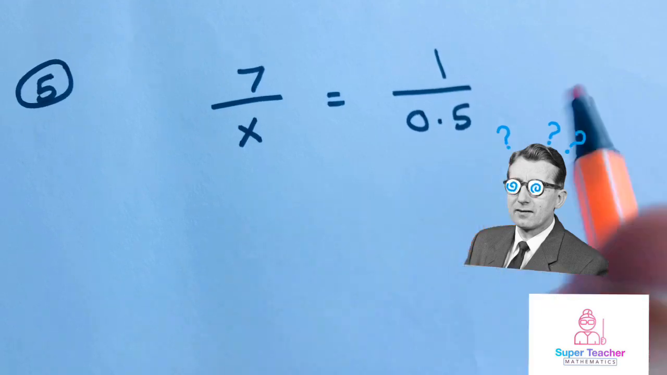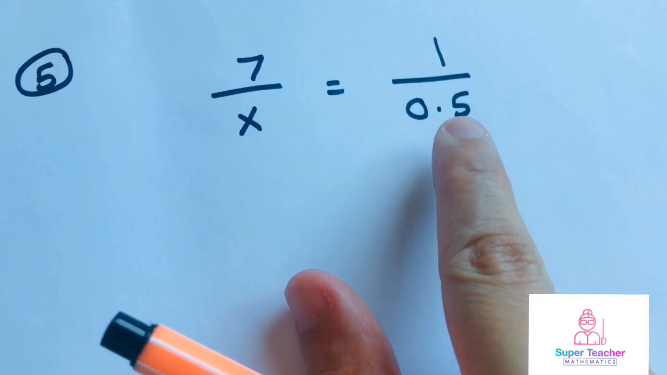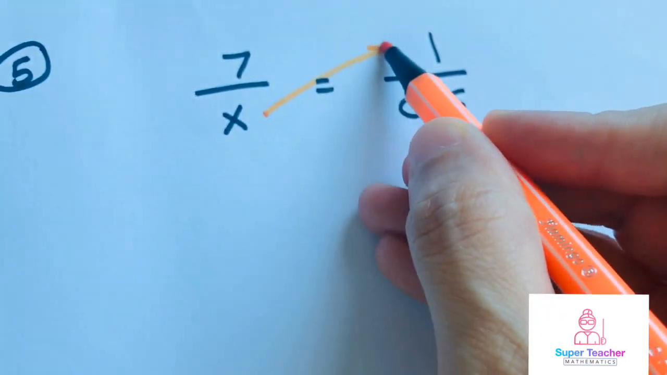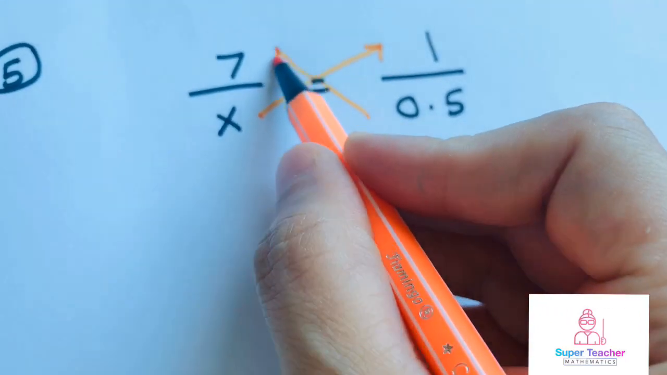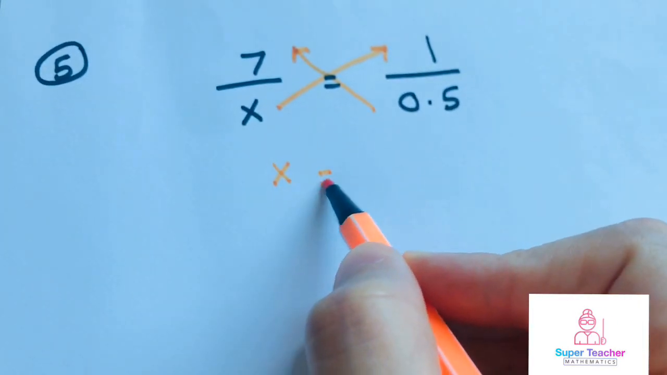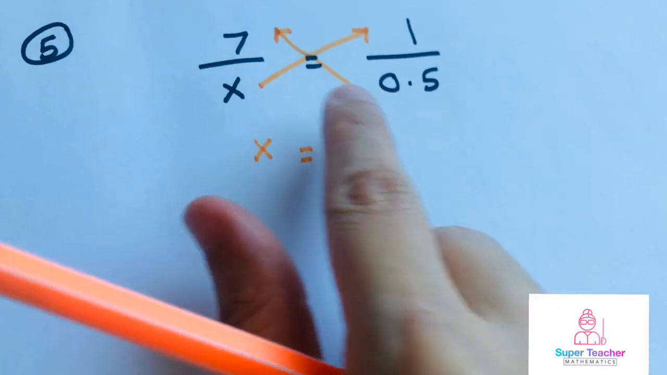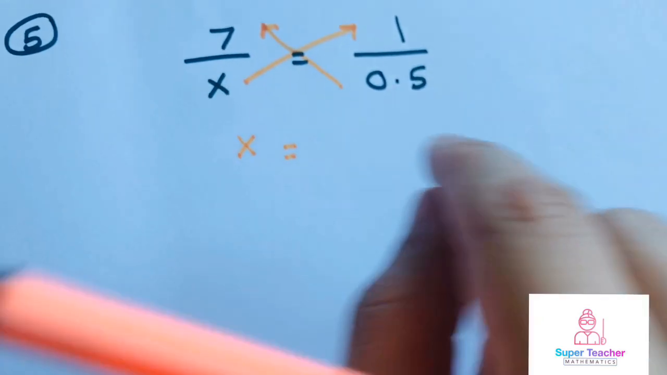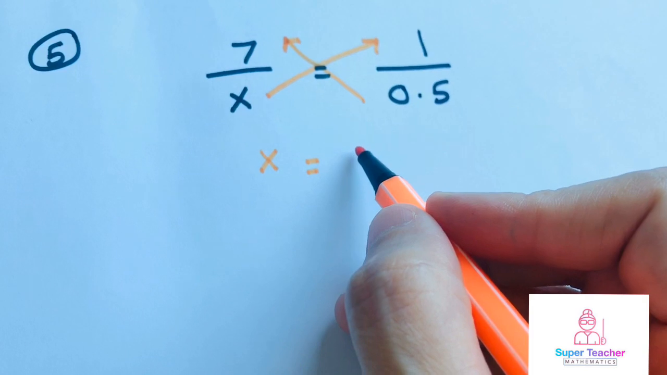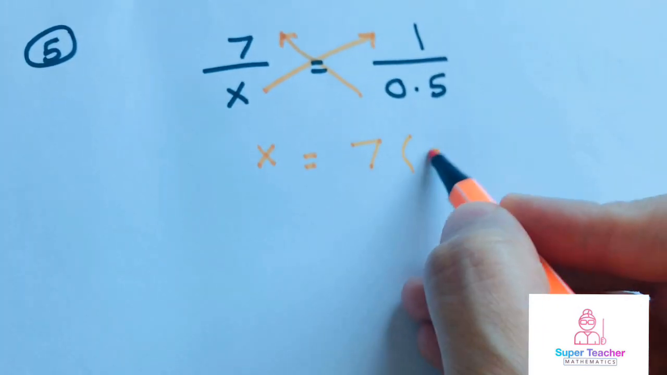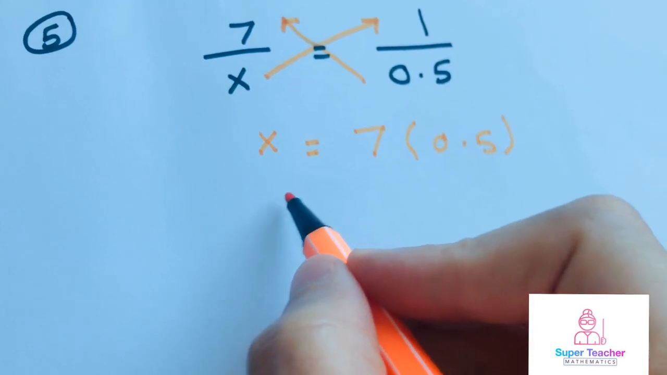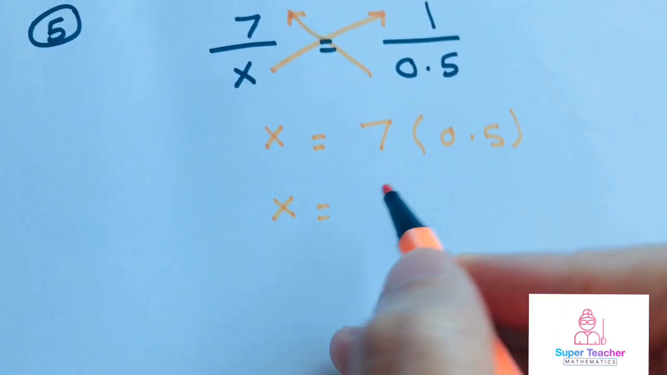Okay, last question: 7 over x equals 1 over 0.5. Now this is a little bit different because we have a decimal here, but it's the same thing. I'm going to multiply the bottom number by the top number on the other side. So x times 1 equals x, and then I put the x. 0.5 times 7, that means what's half of 7? Let's make it in steps: 7 times 0.5. Half of 7 is 3.5.